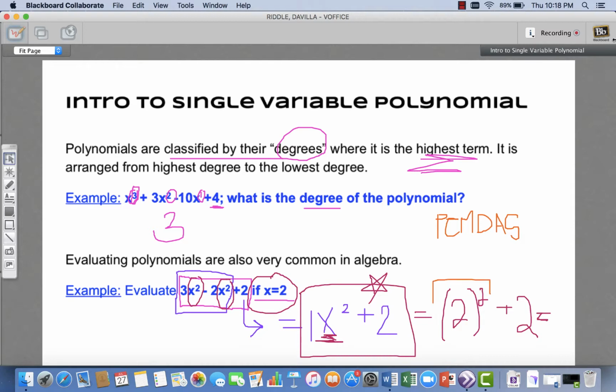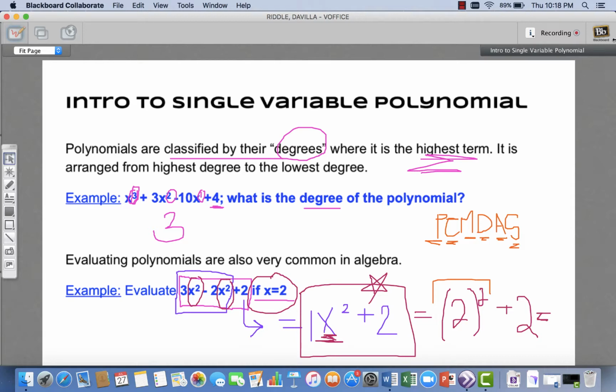PEMDAS stands for parentheses, which is right here. That's the P. Parentheses, exponents, multiplication, division, addition, and subtraction. That's the order that we want to go in whenever we try to solve an expression or an equation.